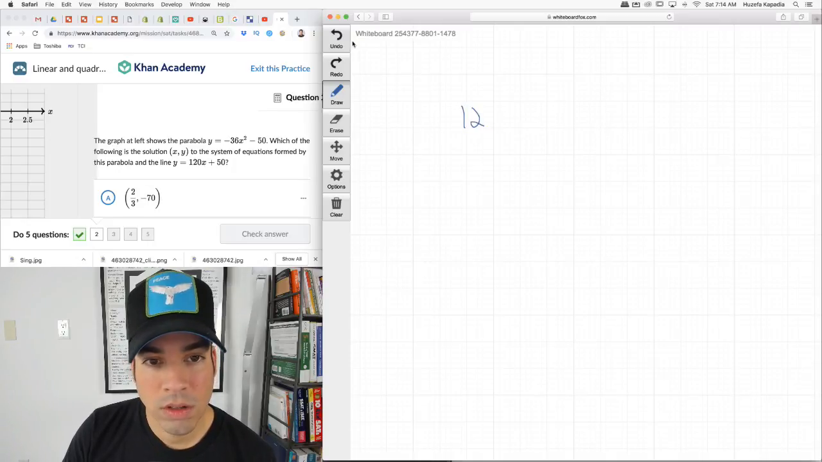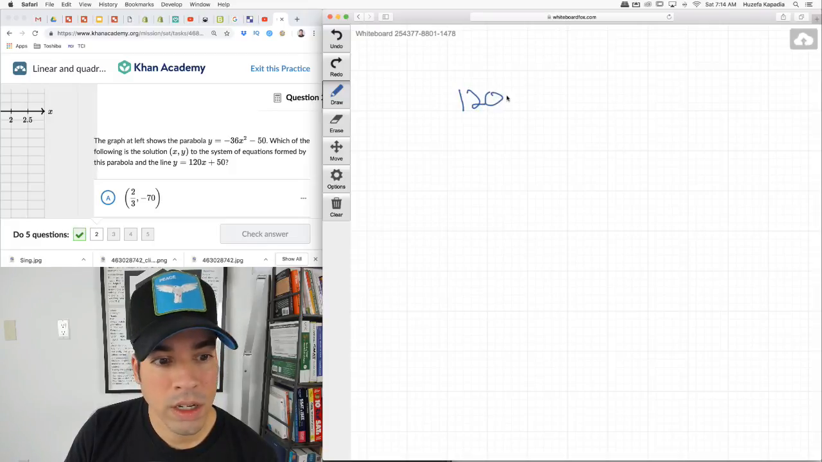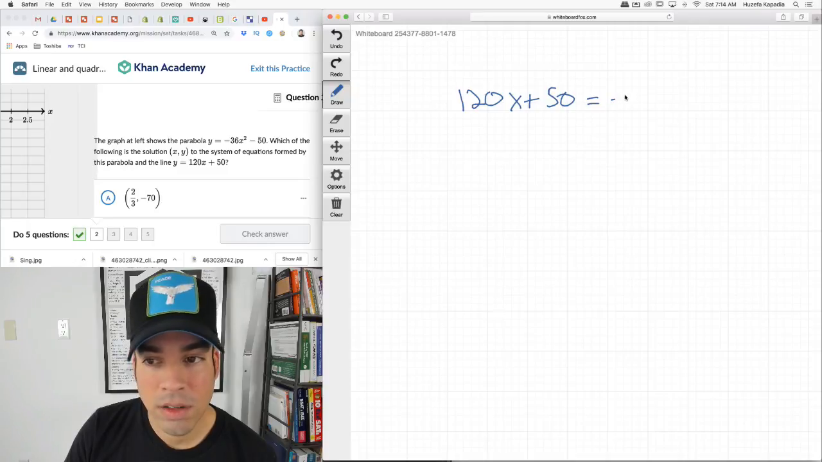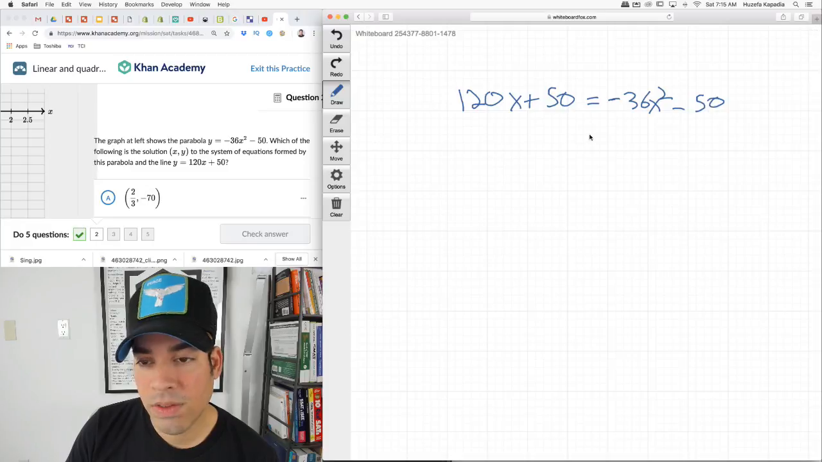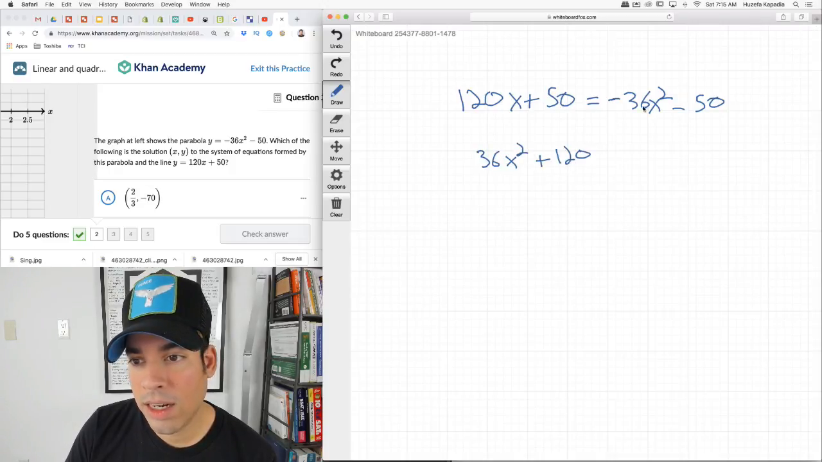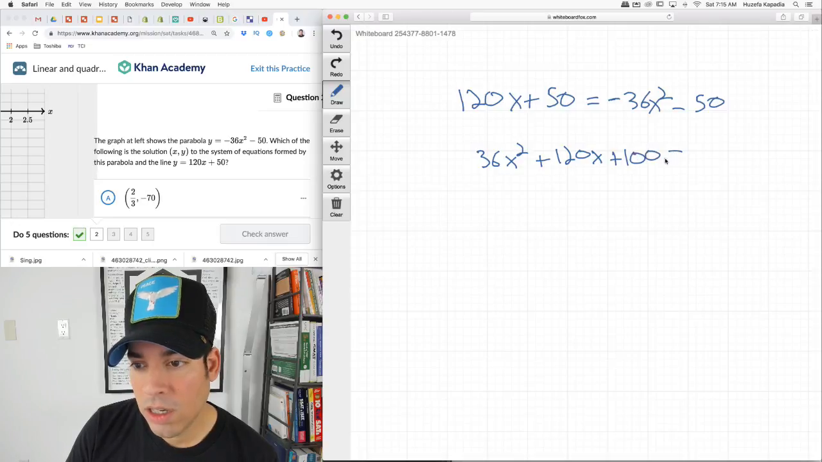Hold on, let me zoom in a little. It's 120x plus 50, that's this guy, equals this guy, -36x squared minus 50. Let's set everything equal to 0 by bringing these guys over here. So I'm going to add 36x squared and add 50. So 36x squared, keep that guy, right? You see how I added it and became positive? And then adding, because that's a -50, so adding it to that 50, it becomes 100. And then now let's factor.